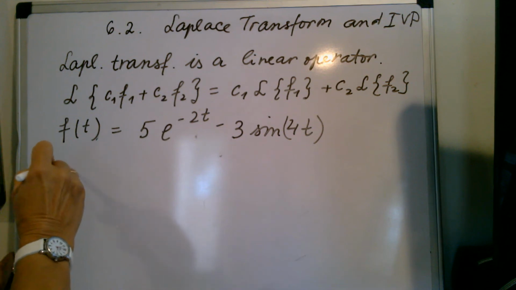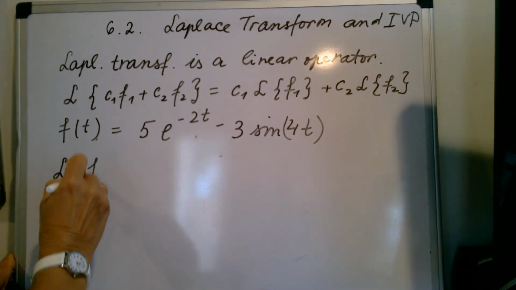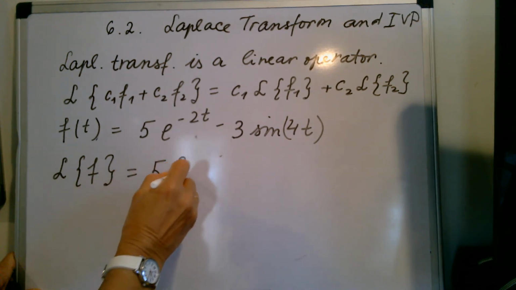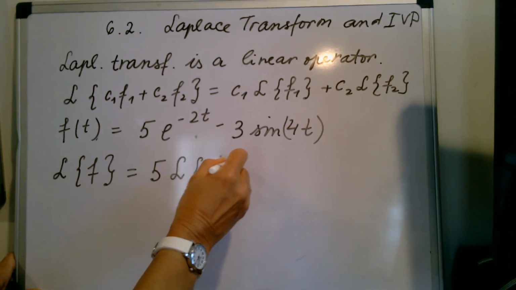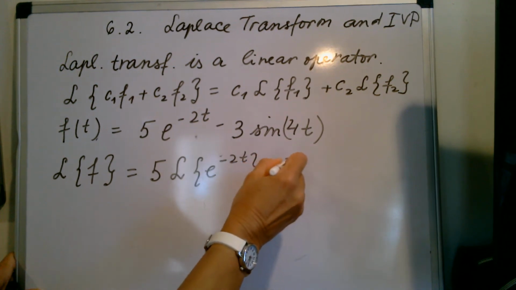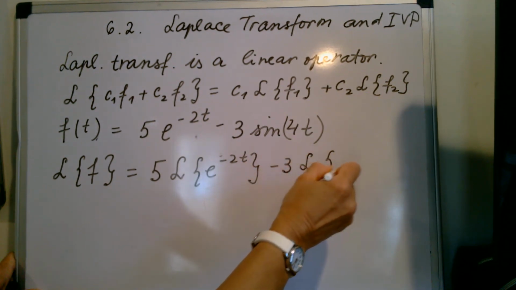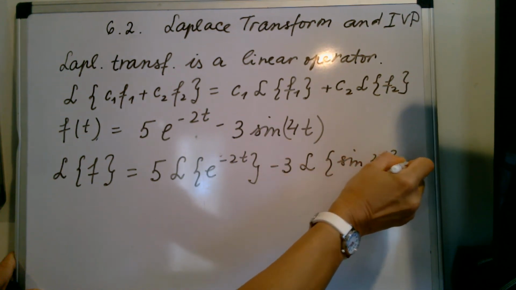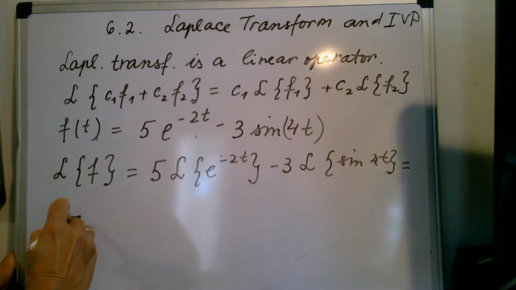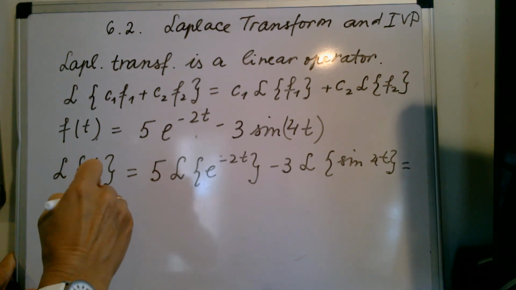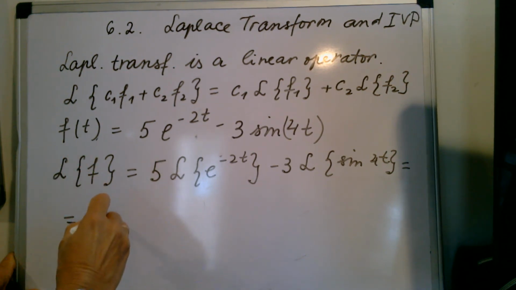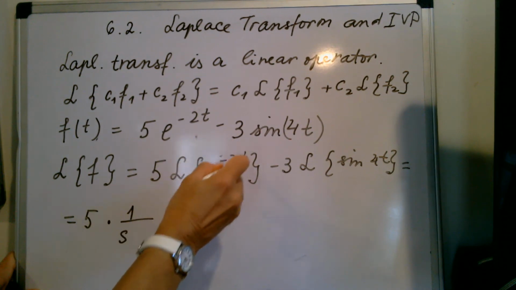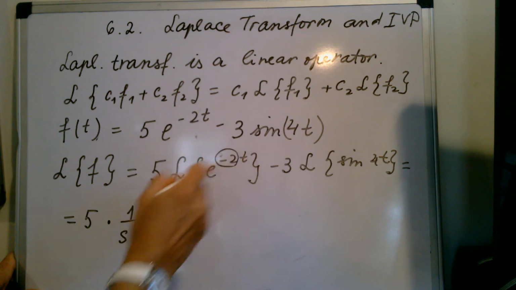So for Laplace transform of our function f, what are we going to have? We are going to have 5 times Laplace transform of e to the power of negative 2t minus 3 times Laplace transform of sine of 4t. Now we can use the formulas we developed in the previous lecture, right? So Laplace transform of an exponential function is going to be 1 over s minus a, right? Which is the coefficient here, this is my a.